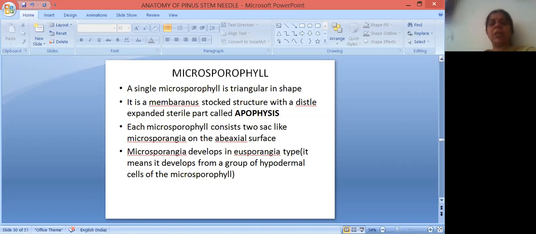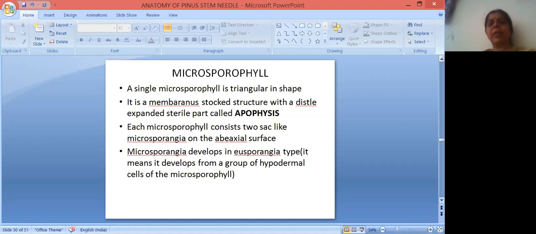They are equal to the anther lobes of dicotyledons, and these sac-like microsporangia are present on the lower surface of each microsporophyll. And here, coming to the development of microsporangia, it is eusporangiate type. It means that it develops from a group of hypodermal cells of the microsporophyll.